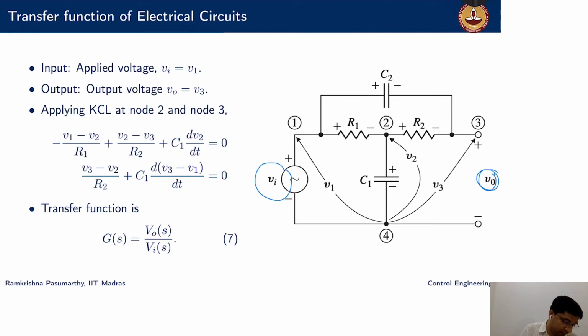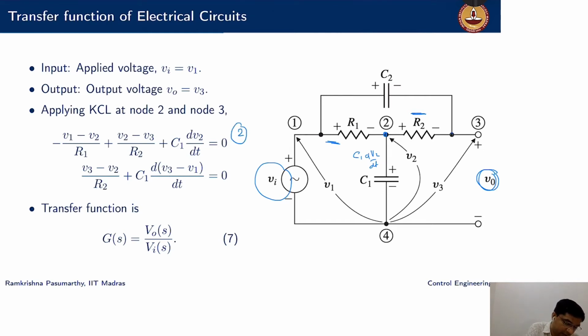Okay, so I just start with node 2. I write down my KCL. So assuming all the references and the signs as here, I will have a negative of V1 minus V2 over R1, corresponding to this element. Then I have again V2 minus V3 corresponding to this, plus C dV1 by dt. So this is V2. The current here would be C1 dV2 by dt. So the sum of all currents at node 2 is 0.